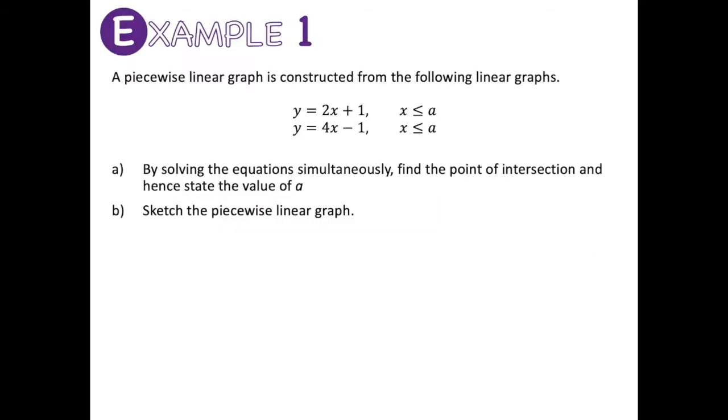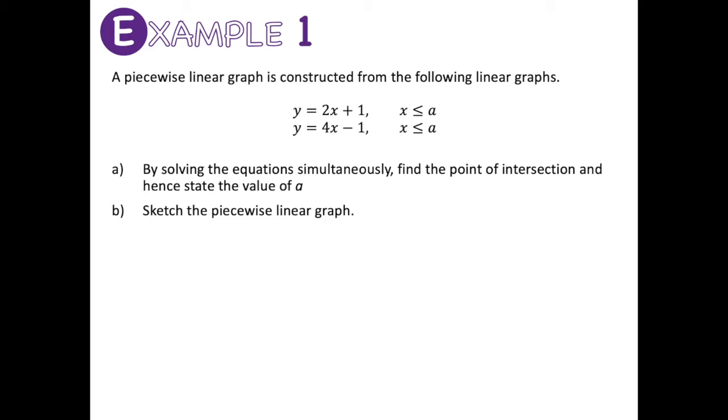So let's have a look at an example using a piecewise graph. The first example is a piecewise linear graph constructed from the following linear graphs, and our equations are y equals 2x plus 1, where x is smaller than a, and y equals 4x minus 1, where x is bigger than a. So we don't know what the a value is going to be, and we are required to solve the equations simultaneously to find the point of intersection, and then that will find our value of a, and then to sketch that linear graph onto a Cartesian plane.